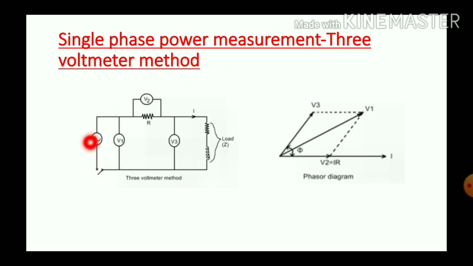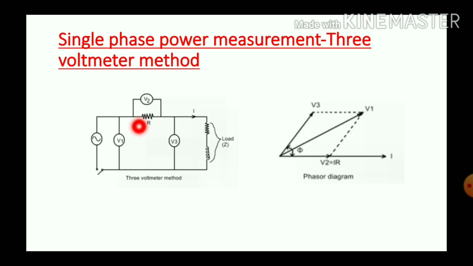The circuit consists of a single phase AC source, a resistor R and an RL load. Here, the first voltmeter V1 is connected across the supply, the second voltmeter is connected across the resistor and the third voltmeter is connected across the RL load.